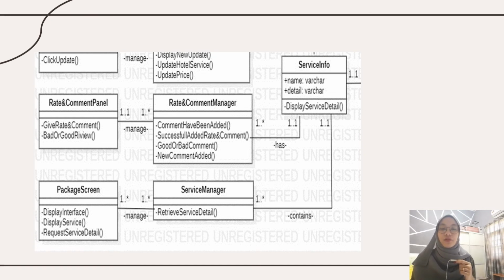The entity for explore the page is service info, with attributes name and details, and the operation is display service details. That's all from me. Thank you.